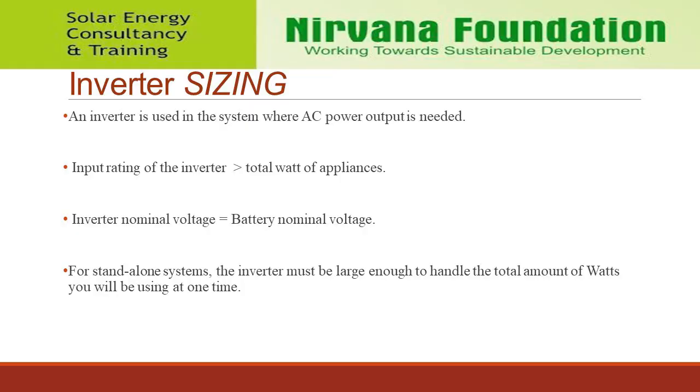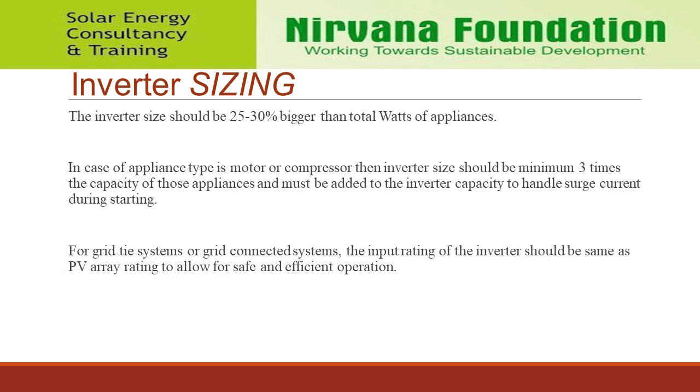Inverter sizing. An inverter is used in the system where AC power output is needed. Input rating of the inverter must be greater than the total watts of appliances. Inverter nominal voltage equals battery nominal voltage. For standalone systems, the inverter must be large enough to handle the total amount of watts you will be using at one time. The inverter size should be 25 to 30% bigger than the total watts of appliances.